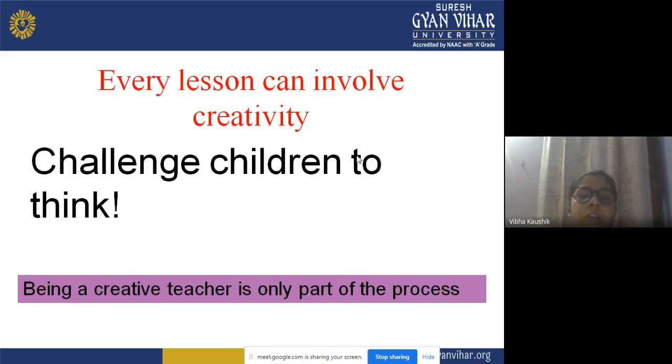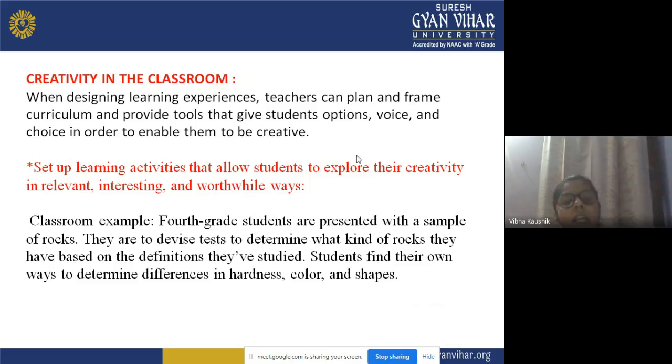Every lesson can involve creativity. We cannot say only these chapters will develop creativity among the students. No, every chapter involves creativity. Challenge children to think. What is important is that we ask the students to think. When the students start thinking, creativity will automatically develop. Being a creative teacher is only part of the process. When we say I am a creative teacher, it is only a part of the process of creativity in the classroom.